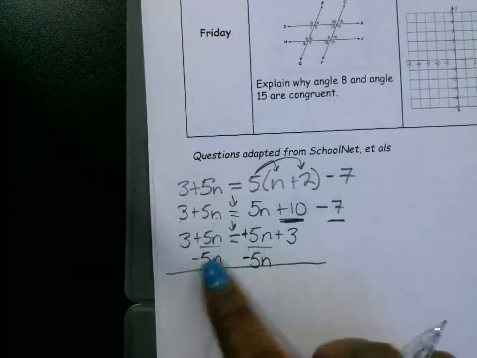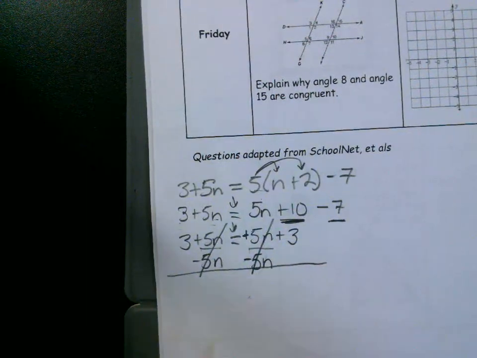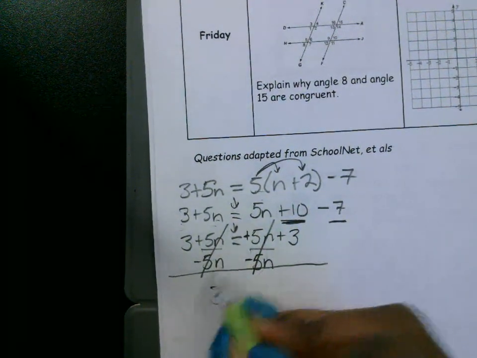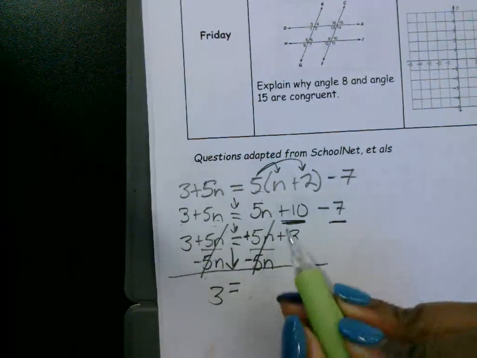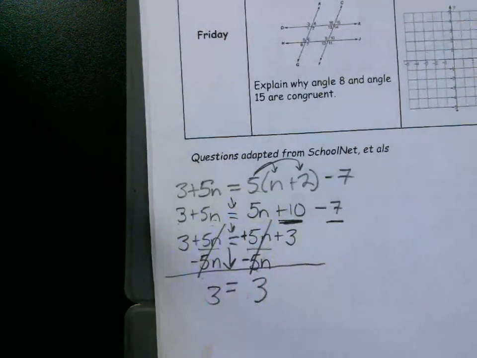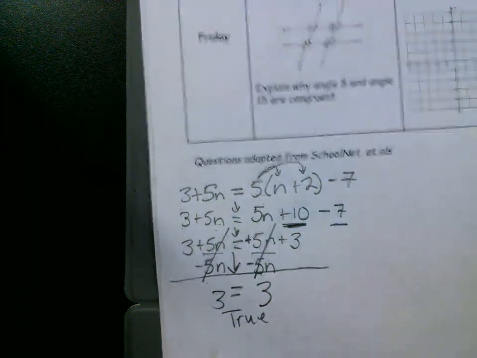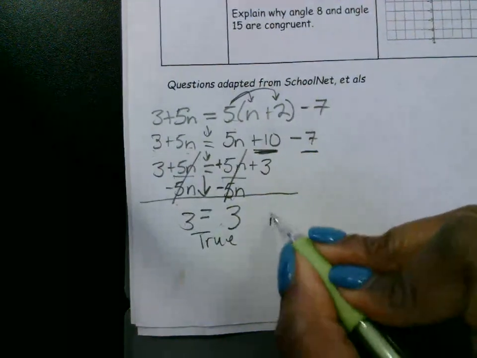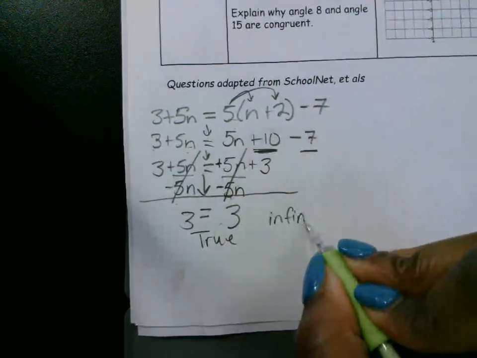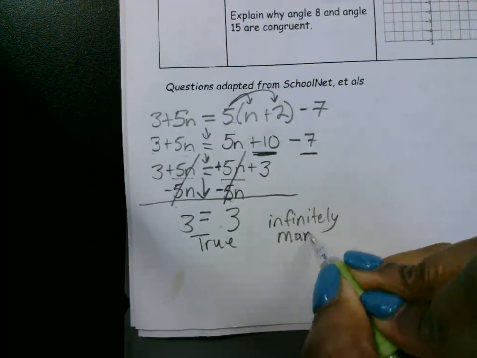When you subtract 5n over here, that cancels out and gives us 3 over here. This is 0. Bring down the equal. And this cancels out, giving us also 3 over here. The variables are gone, so you're not going to have one answer here. Since 3 is equal to 3, this is a true statement, and the variables are gone, this is going to be infinitely many solutions. That means every single number is going to work.